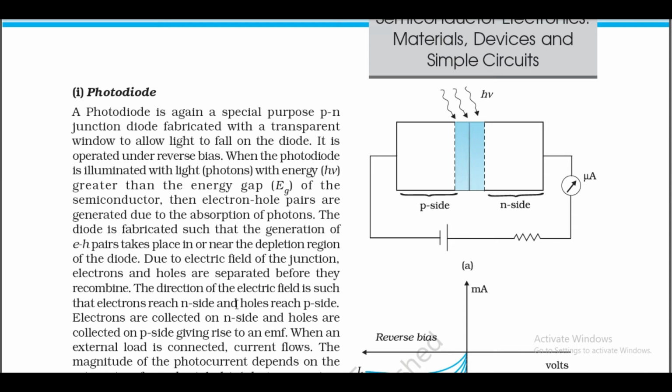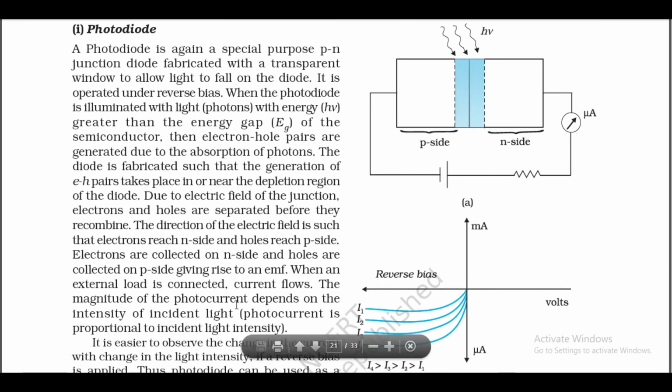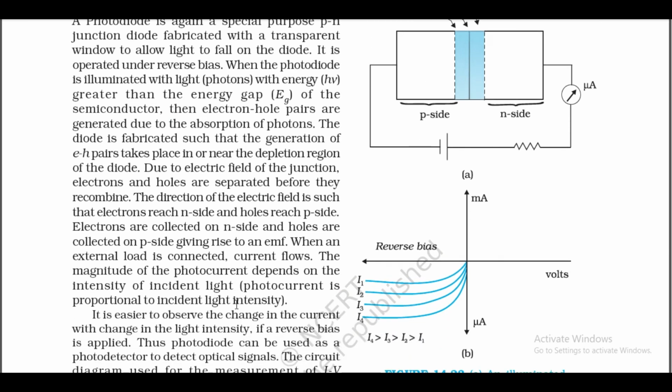The direction of the electric field is such that electrons reach N side and holes reach P side. Electrons are collected on N side and holes are collected on P side, giving rise to an EMF. When an external load is connected, current flows. The magnitude of the photocurrent depends on the intensity of incident light. Photocurrent is proportional to incident light intensity. It is easier to observe the change in the current with change in the light intensity.